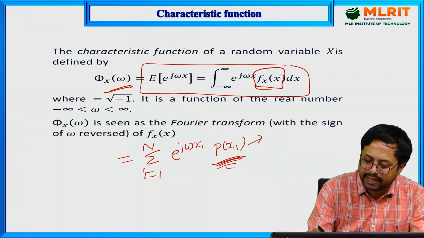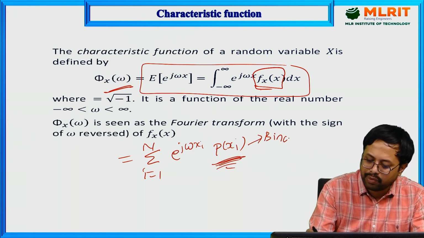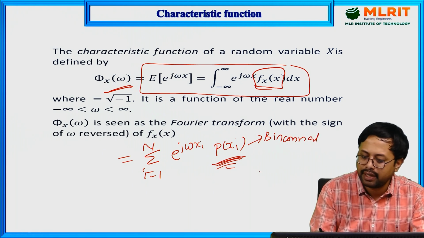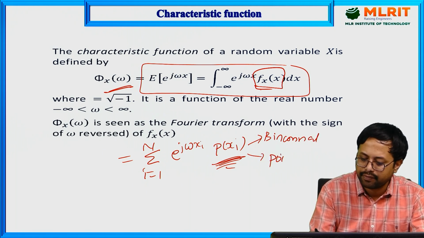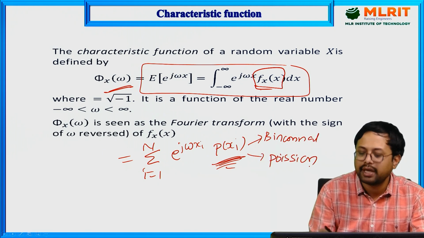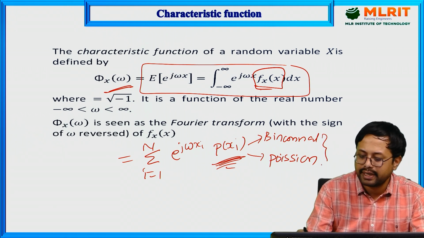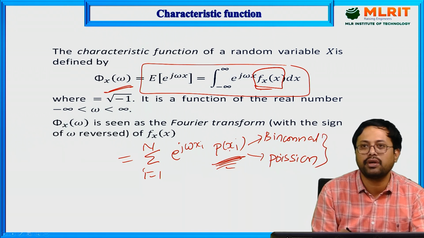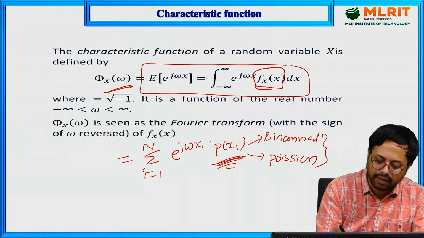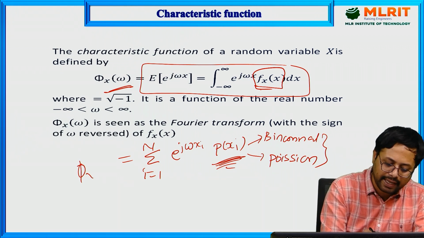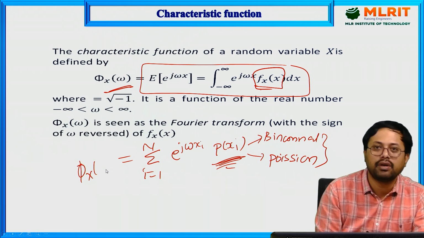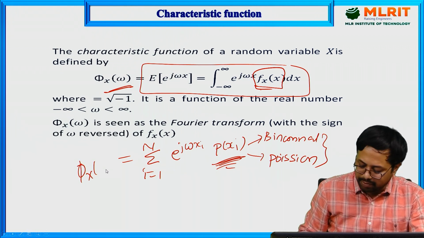Generally, the discrete random variables we use are binomial and Poisson. Both are discrete random variable cases. You can substitute into the probability mass function and apply it, and then you will get the characteristic function of that particular random variable.